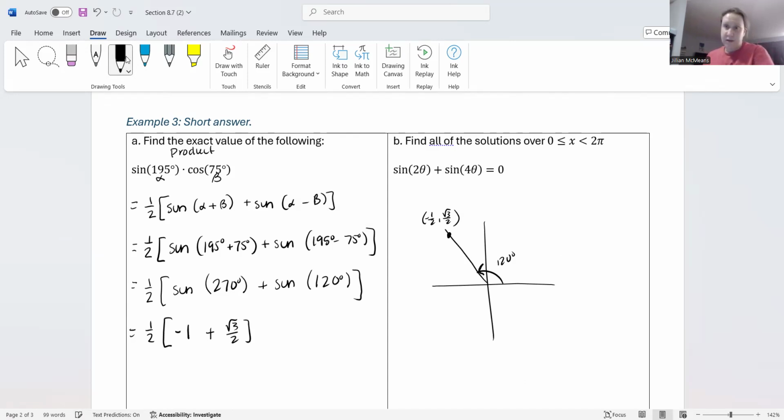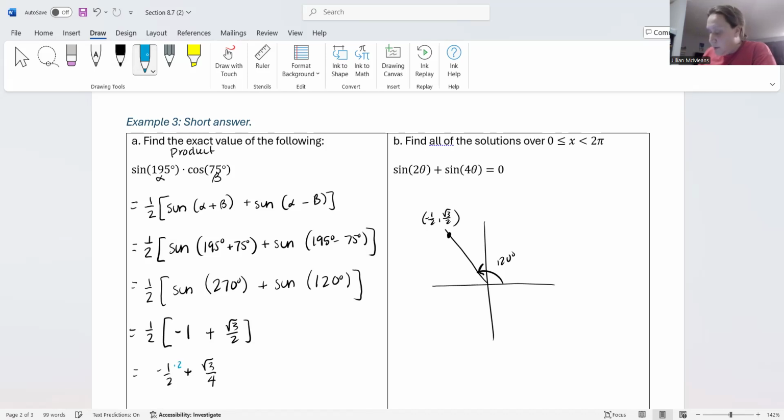And let's see if we can clean this up a little bit. So we do want to go ahead and distribute our 1/2. So that tells me I have -1/2 plus √3/4. I can leave it like that. I could clean it up and put it all over a common denominator. Let's do the common denominator.